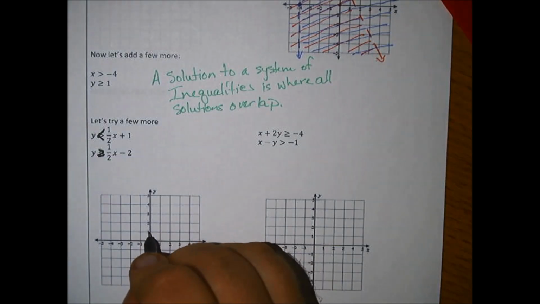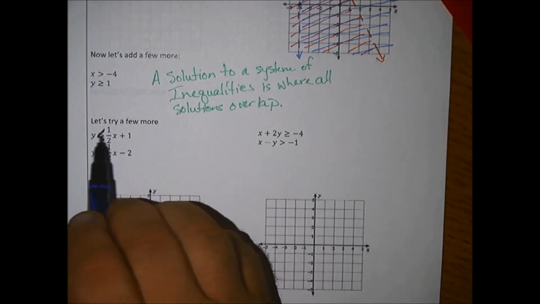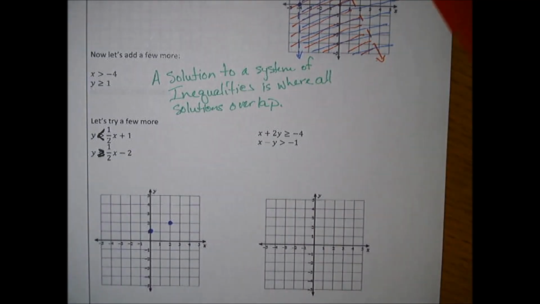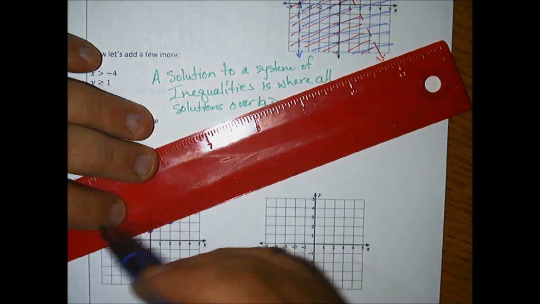So let's do the first one here in blue. We're starting at 1, and I want to go up 1 and over 2. And this tells me that it's a dashed line. So I'm going to dash that line, and it goes right here.